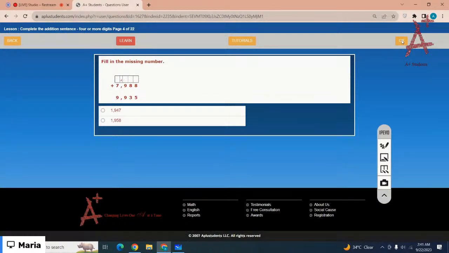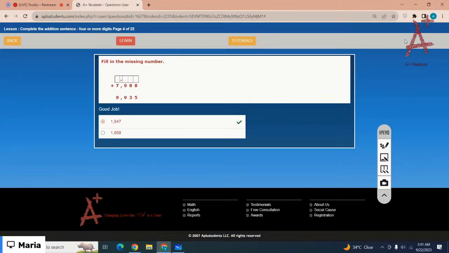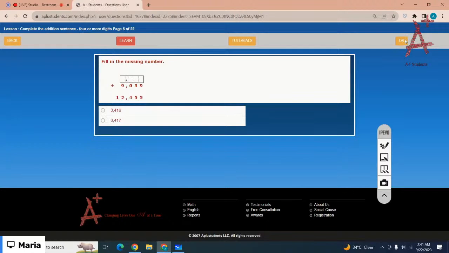Fill in the missing number. So, which number is missing? The missing number here is 1947, right? Option number 1 is the correct option. Okay, fill in the missing number. So which number is missing? Option number one is the correct option, 3416, right?